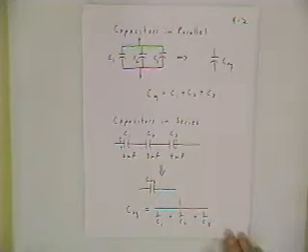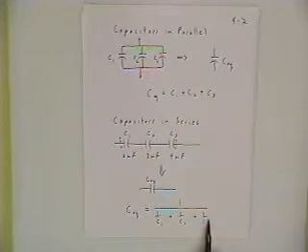So what this is saying is that if you have a number of capacitors in series, you add up all of their inverses, and then you invert that result to get the equivalent capacitance.